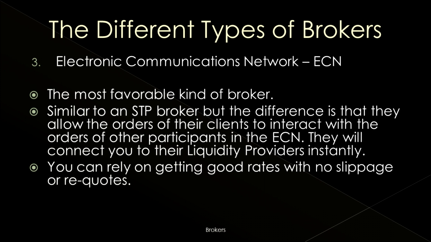And electronic communication network or ECN brokers are also the most favorable kind of broker. Similar to an STP broker, but the difference is that they allow the orders of the clients to interact with the orders of other participants in the ECN or the network. They will connect you to their liquidity providers instantly. You can rely on getting good rates with no slippage or requotes.